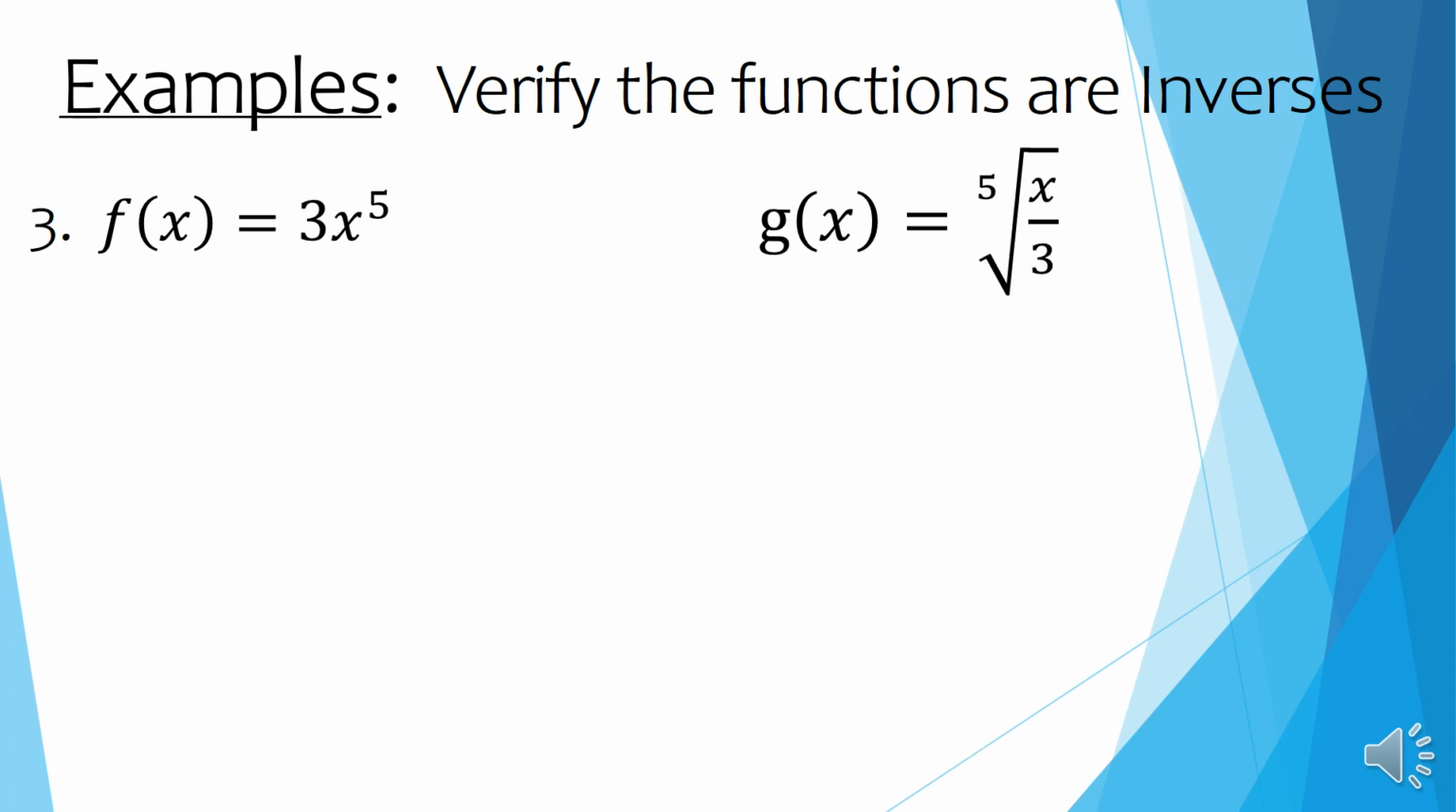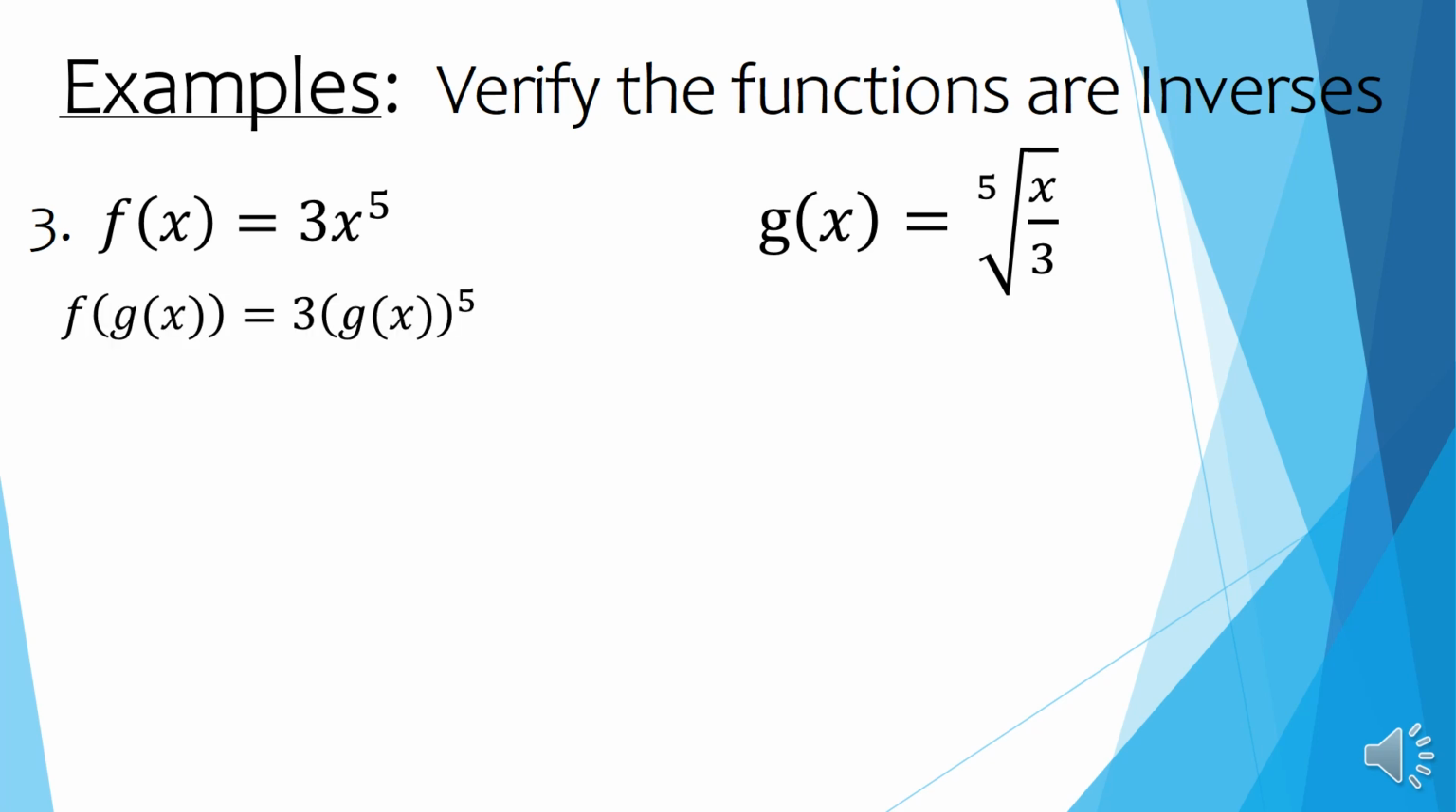All right, example 3. f of x is 3x to the 5th power. g of x is the 5th root of x divided by 3. All right, let's check this one. It looks really yucky, but let's substitute in and see what happens. Let's evaluate. What is f of g of x?